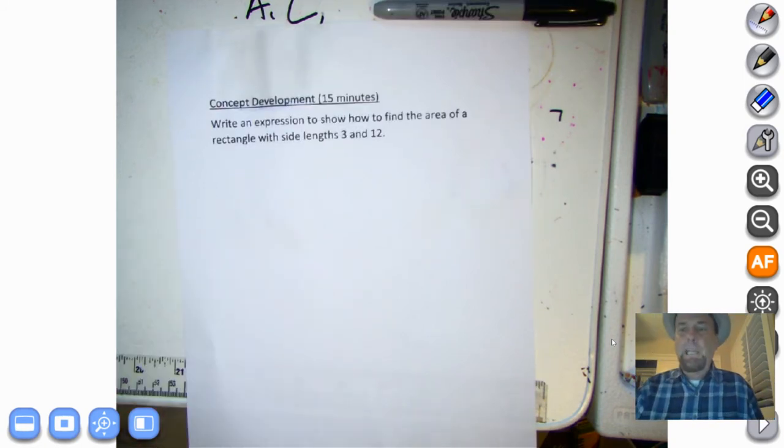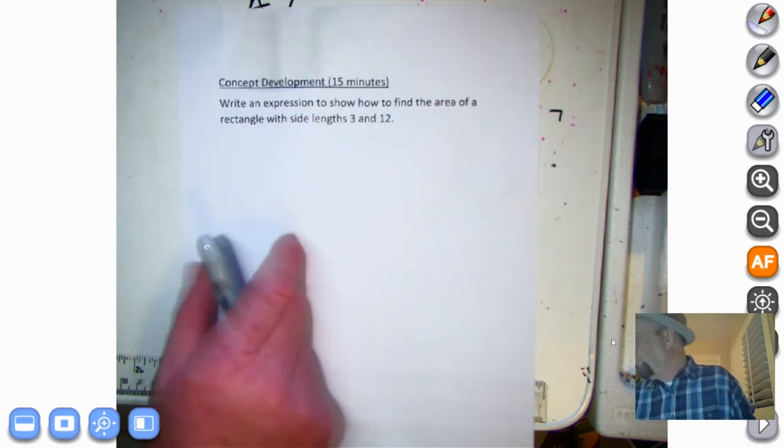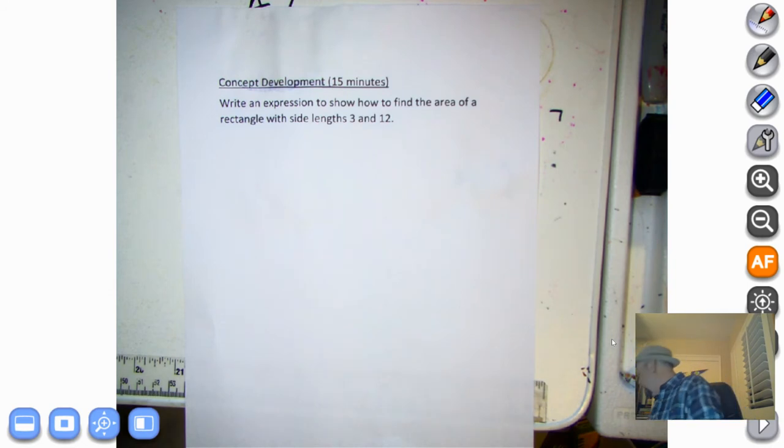Time for the concept development. It's where you get to develop concepts. And we think back to our objective about using the associative property to determine the area of two rectangles pushed together. Well, that's what we're going to continue doing.